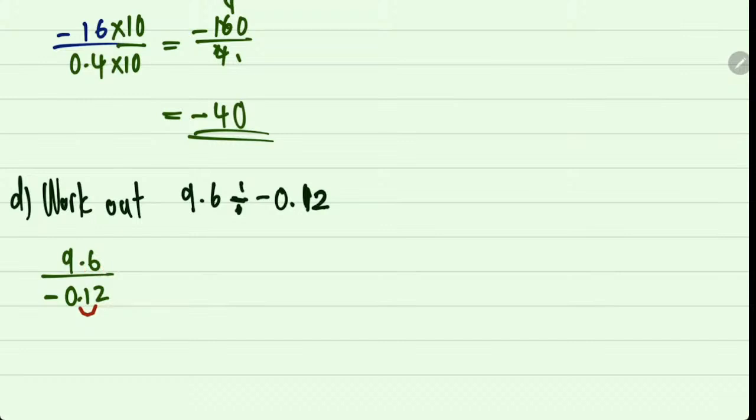So the comma will move 2 steps. Okay? It will move the most. And if you want the comma to move 2 steps, you multiply by 100. And what you do at the bottom, you have to do at the top as well. So you multiply the top by 100 as well. When we do this, now we can convert them to whole numbers. What is 9.6 times 100? Utsile, what is 9.6 times 100? What is it?